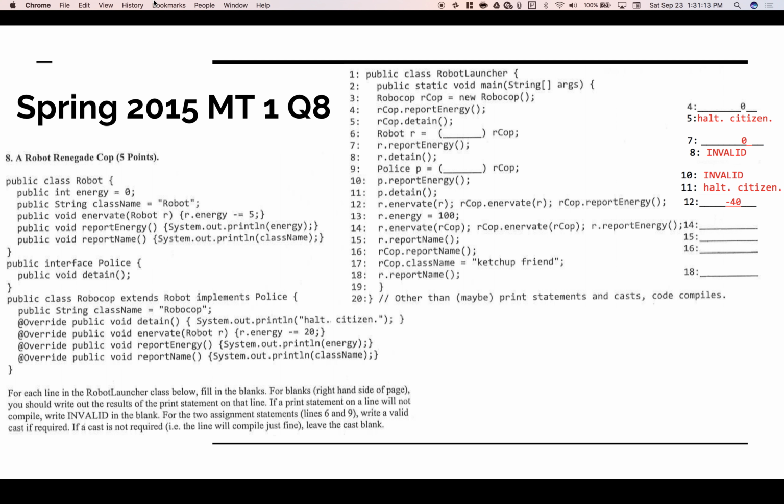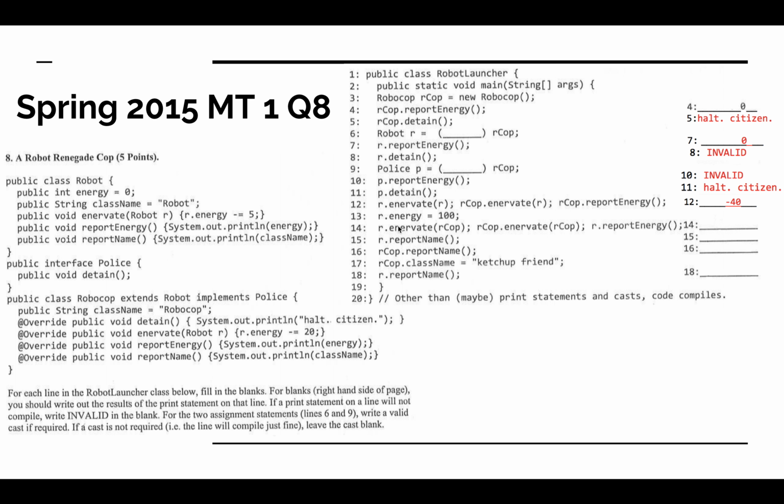I feel like I heard a question. Oh, because when you call enervate, you're calling it on a Robot r, and then you're decrementing the energy of the robot that you passed in by 20, and it's a minus equals. You're doing r's. Yeah, yeah.